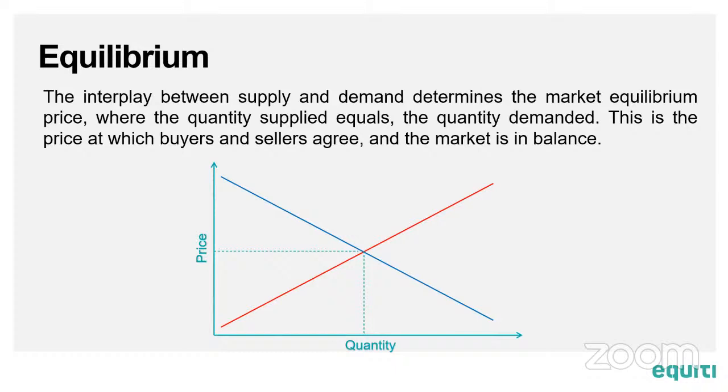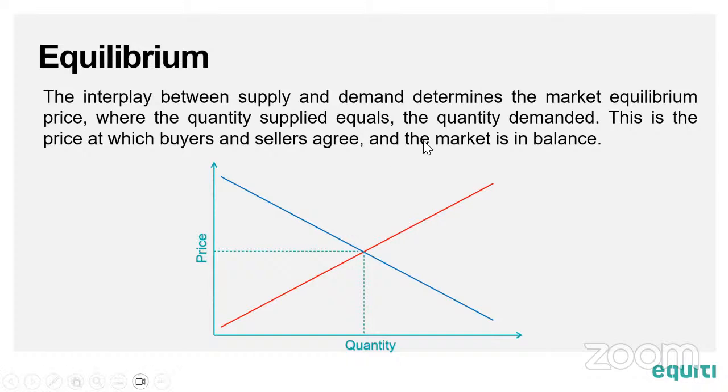So the point where buyers are willing to buy and sellers are willing to sell is called equilibrium, and that's where the market price is. The point where buyers agree on a certain price and sellers on the same point, the same quantity, is where the market price is formed, and that is called equilibrium.